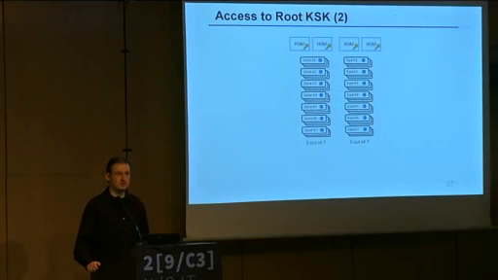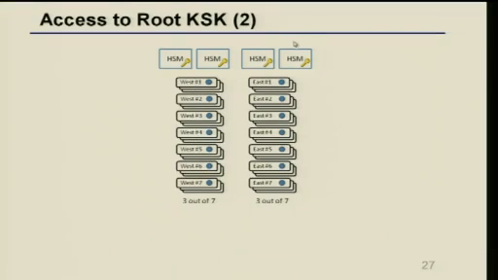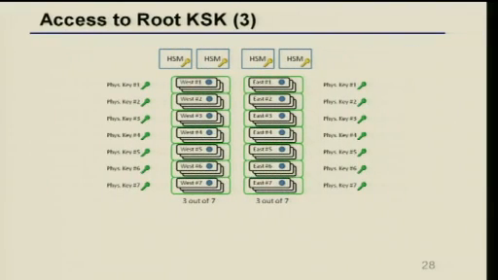Okay, how to access or to activate the private key inside the HSM? You need smart cards. There is a set of 7 smart cards West and a set of 7 smart cards East, and you need 3 out of 7 smart cards to activate the HSM and to do some signing. Okay, where are these smart cards?